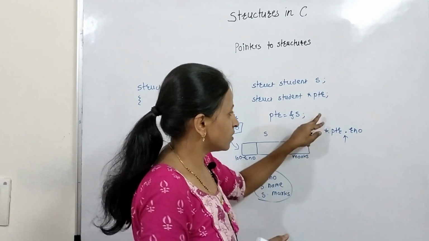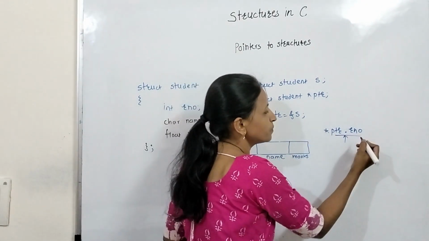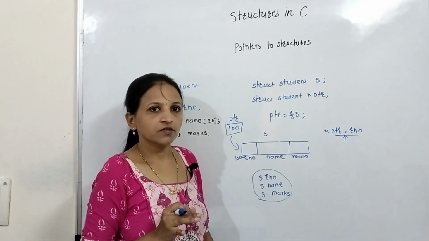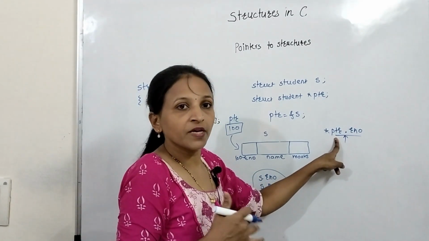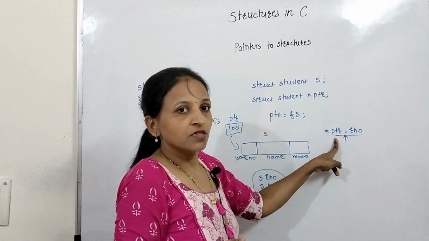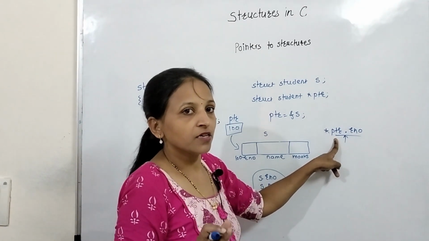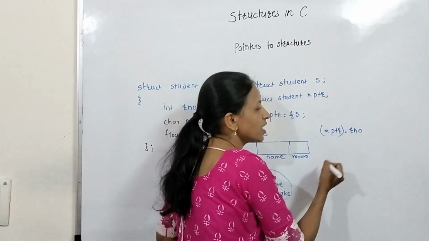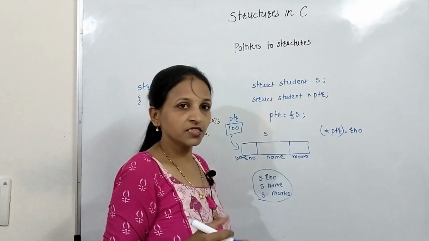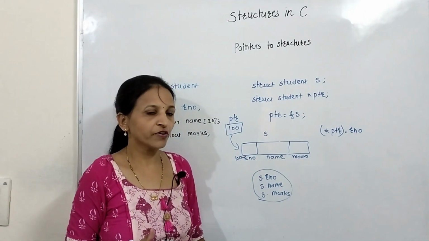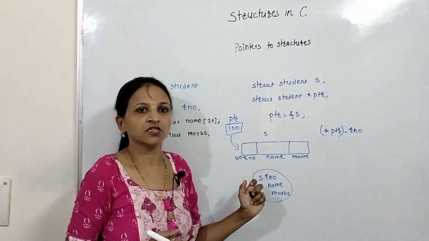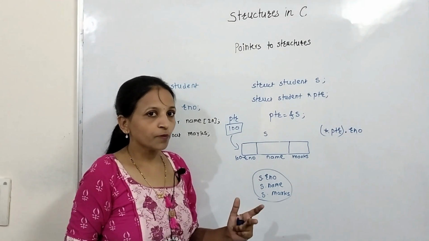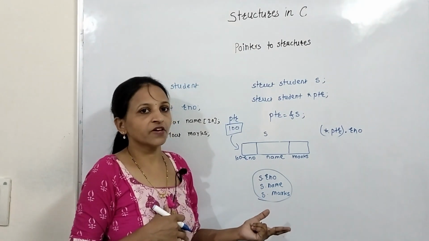Then it will first try to resolve this PTR.RNO. Then a problem will occur. This is not a normal variable of type struct student. That's why here you may get an error. To avoid that type of error, just write star PTR, because we know this star is an indirection operator. If you want to fetch any individual member of that structure, then you can use the dot operator, and the dot operator should be used with a structure variable.